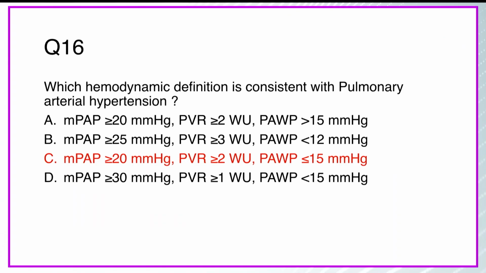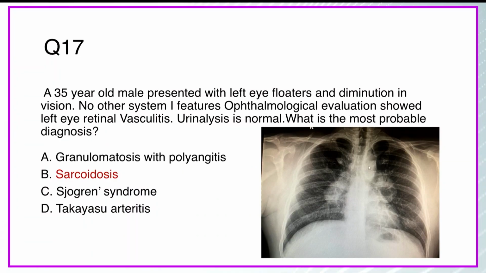So PH, this is the definition. Mean pulmonary artery pressure more than 20, resistance more than 2, and pulmonary artery wedge pressure less than 15. 17, this is straightforward. Sarcoidosis, left eye floaters, decreased vision. We are pointing to retinal vasculitis and image showing hilar adenopathy. This you can't get wrong.